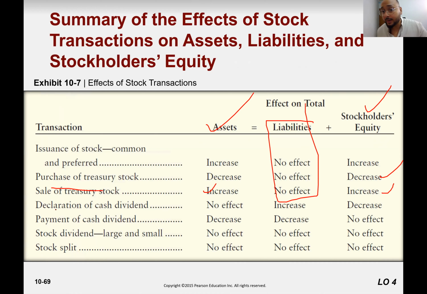If we declare the dividend, liability increases, dividend payable, right? And our shareholder equity decreases. Why? Because retained earnings decrease. Payment of cash dividend, our liability decreases, our asset decreases. Stock dividend, large or small whatsoever, no effect on that.